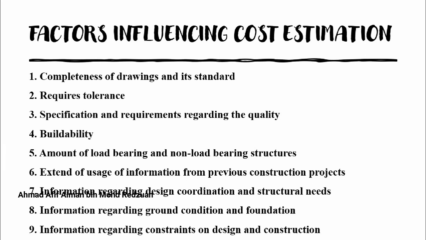Next is factors influencing cost estimation. After defining what is meant by cost estimation in construction, it is important to understand what factors are influencing construction cost estimation. First one is completeness of drawings and its standard. Second is required tolerance. Third, specification and requirements regarding the quality. Fourth is buildability. Fifth is amount of load-bearing and non-load bearing structures.